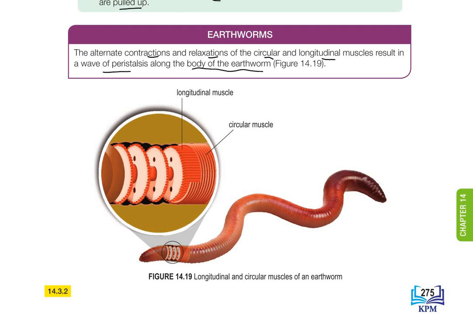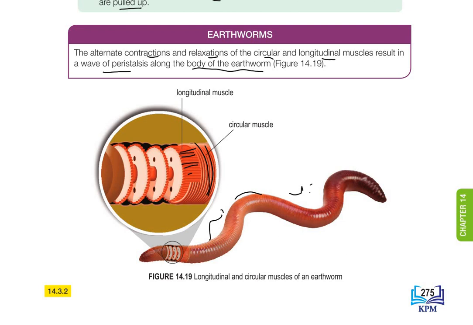So the earthworm has two types of muscles, circular and longitudinal. Circular like this, like a circle. Longitudinal like a longitudinal section like this. So this is known as the two muscles in the earthworms. They will have alternate contraction and relaxation, so it will cause the peristalsis. Peristalsis occurs along the body of the earthworm.